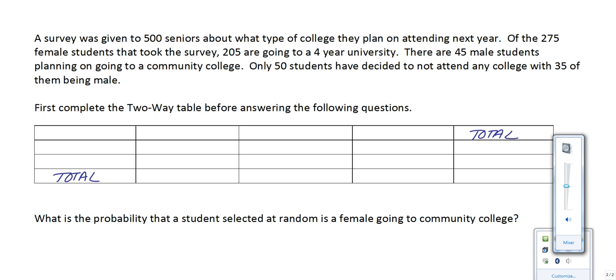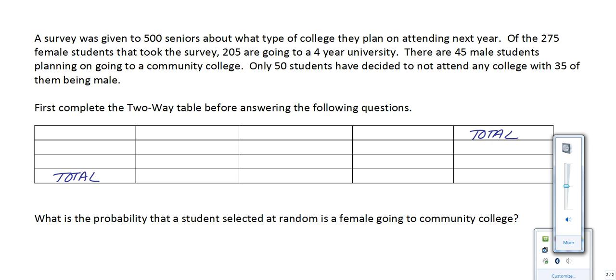And then you have to read the information. So you have a survey given to 500 seniors about what type of college they plan on attending next year. 275 female students took the survey. 205 are going to a 4-year university. And then there are 45 male students that are planning on going to a community college. And only 50 students have decided not to attend any college, with 35 of them being male.